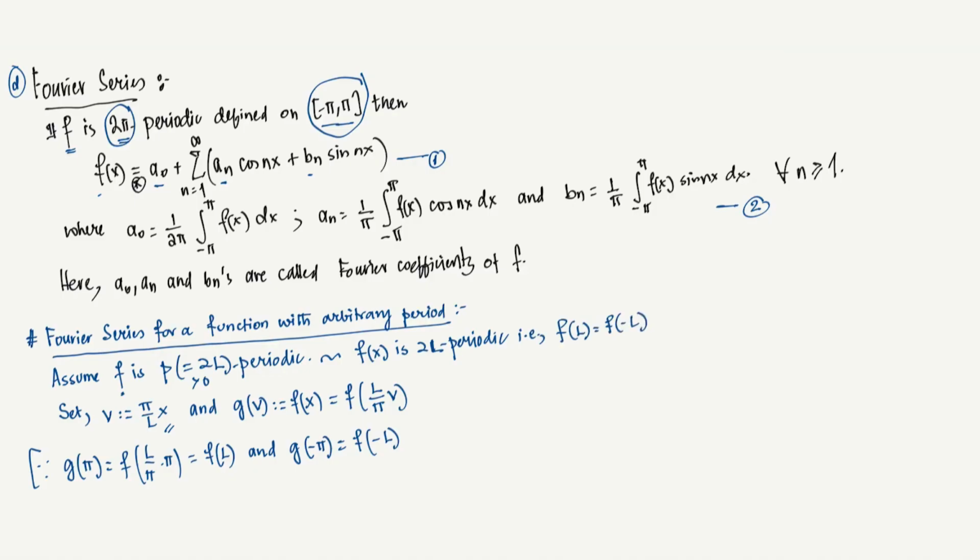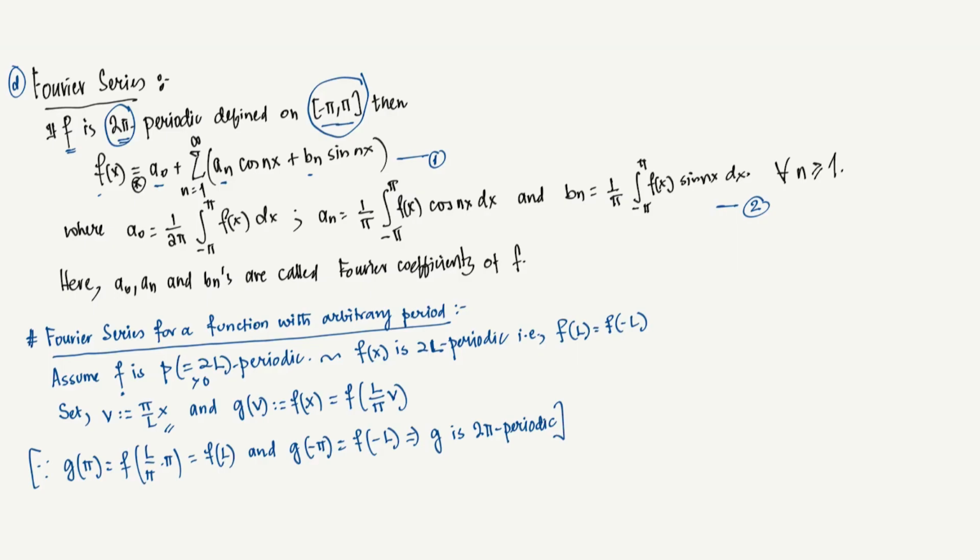So that's what we are trying to do. We'll just set our problem like that. Since it is 2L periodic, this is true. So in this case, you do realize that g will be 2 pi periodic. Clear? So you understood what is happening. You see, f is given to us as a 2L periodic function, so essentially we can assume that f of L and f of minus L are basically the same.